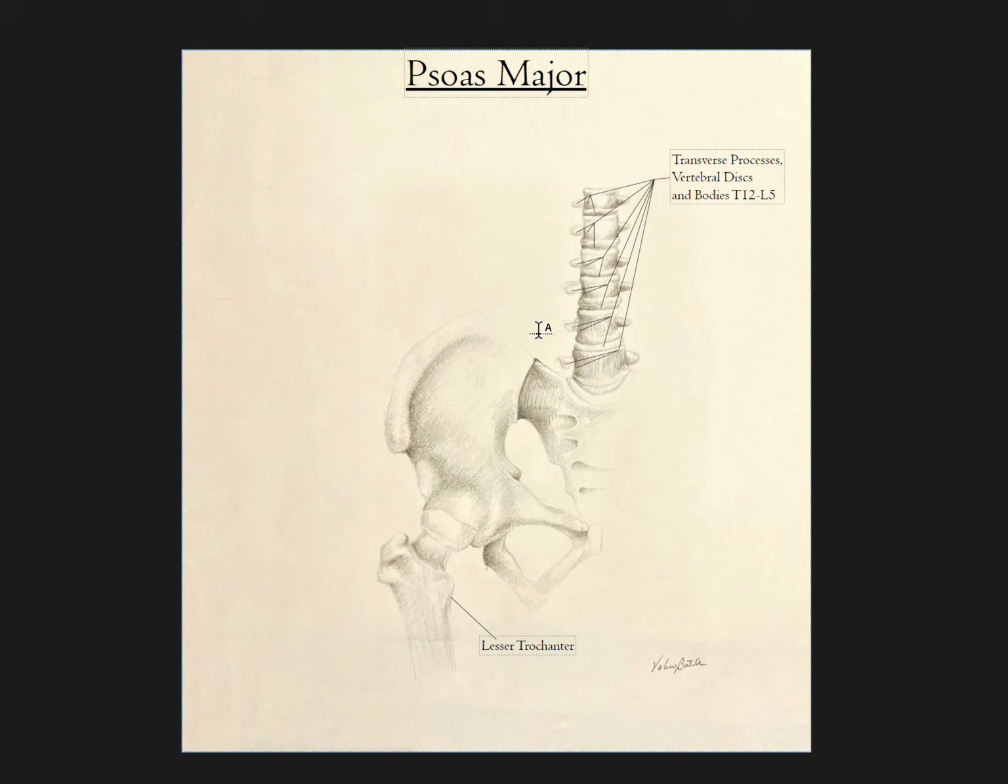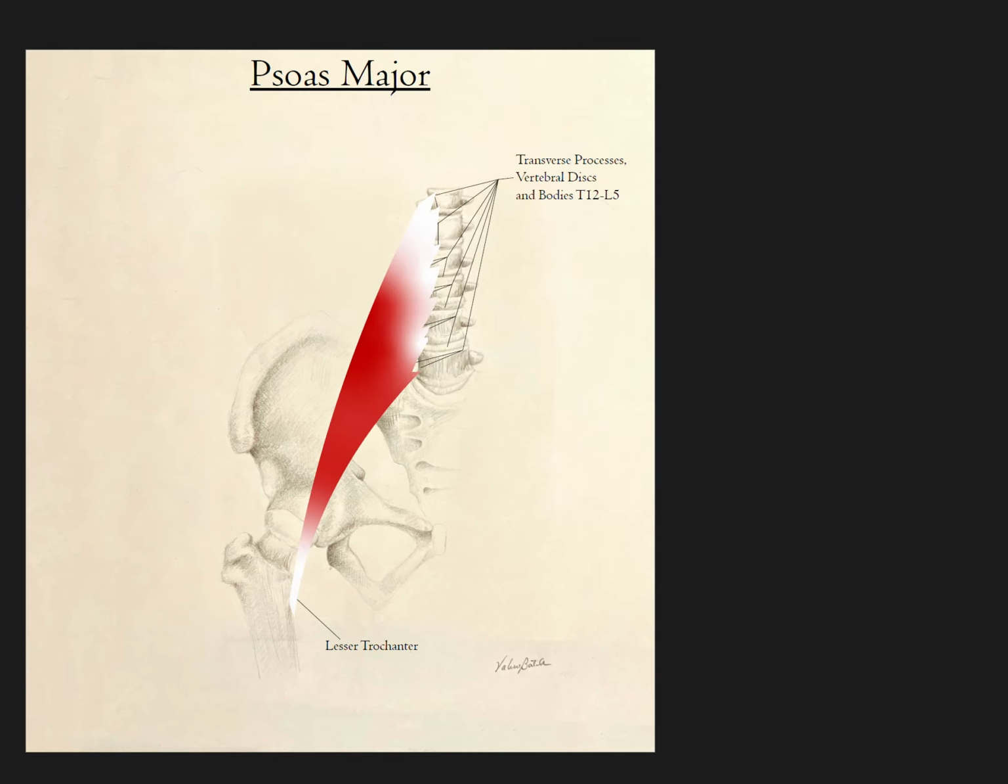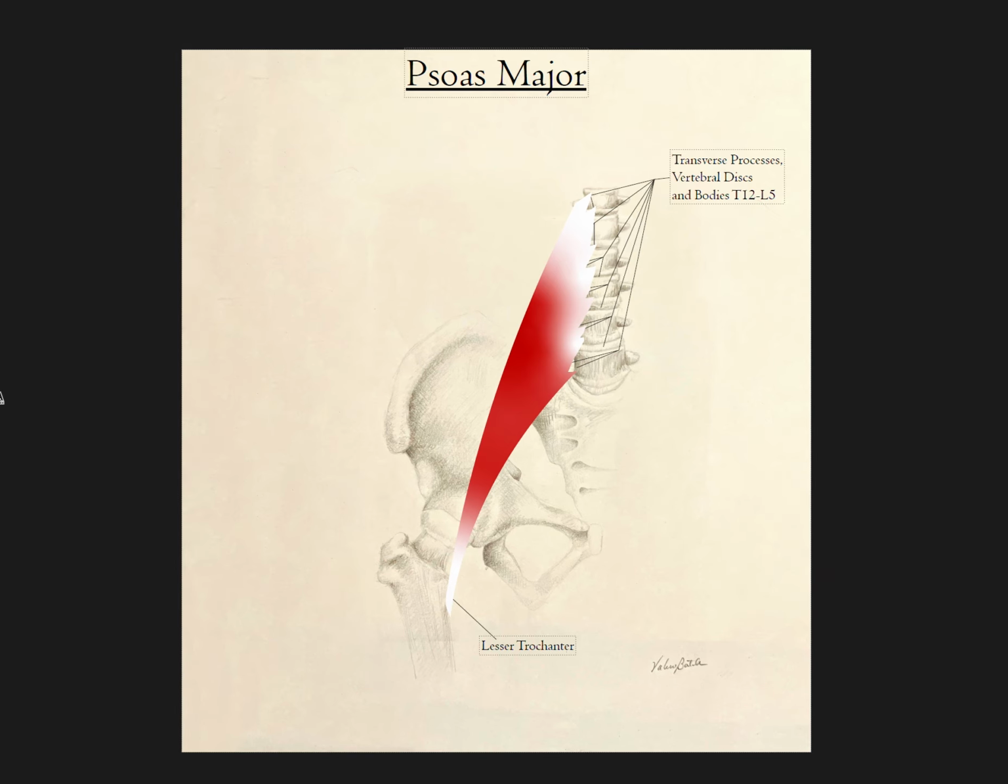And then from there, it's going to run down, cross anterior to the hip joint to insert itself onto the lesser trochanter of the femur. So what does that look like? That's going to look like this. So you see that we have the psoas major in place, crossing anterior to the hip joint.